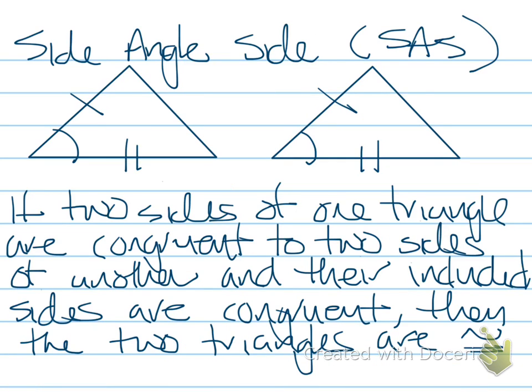Side, angle, side is the next test. If 2 sides of one triangle are congruent to 2 sides of another triangle, and their included angles are congruent, then the 2 triangles are congruent. Just like included side means the side between the 2 marked angles, included angle is the angle that is between the 2 marked sides.